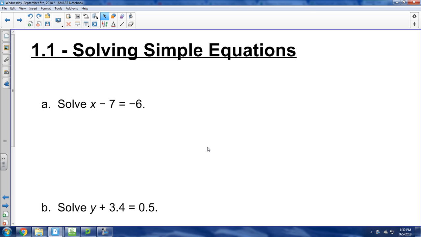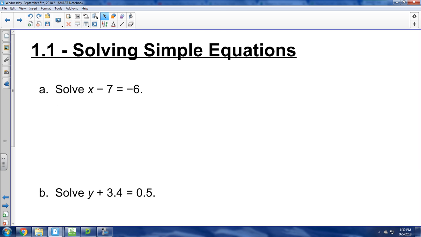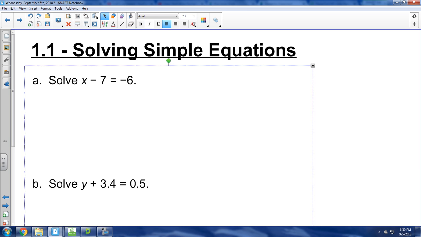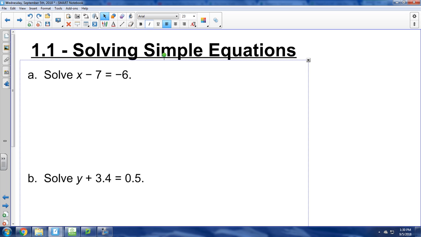All right, so this is section 1.1. We're solving simple equations today. Really, we're just solving equations that are one step, perhaps two steps. And the first equation we're going to look at today is right here. Solve this equation, x minus 7 equals negative 6.